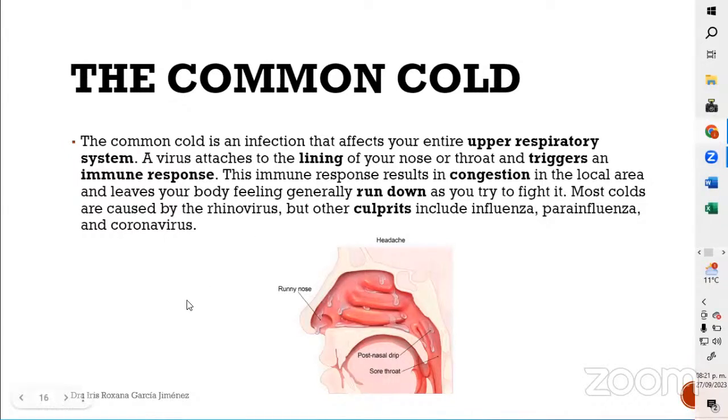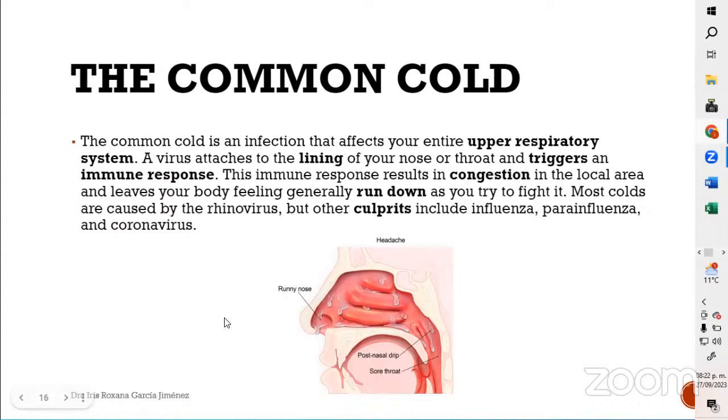The common cold is an infection that affects your entire upper respiratory system. A virus attaches to the lining of your nose or throat and triggers an immune response. This immune response results in congestion in the local area and leaves your body feeling generally run down as you try to fight it. Most colds are caused by the rhinovirus, but other culprits include influenza, parainfluenza, and coronavirus. Thank you so much. Okay.